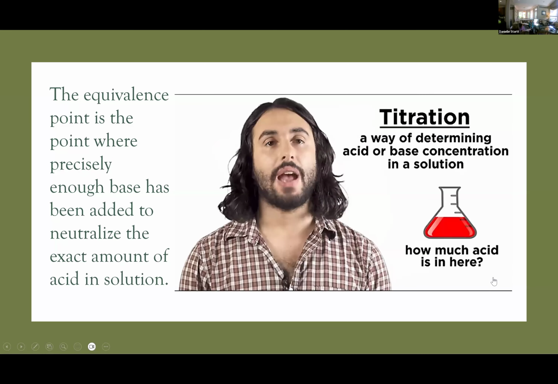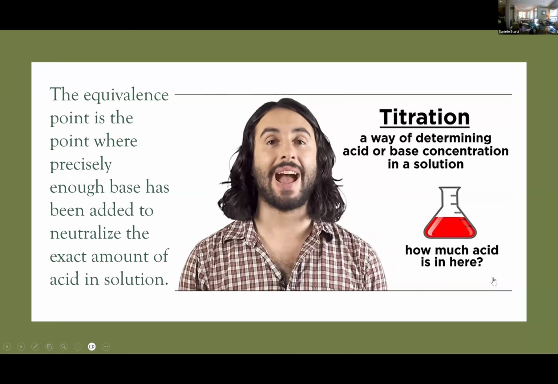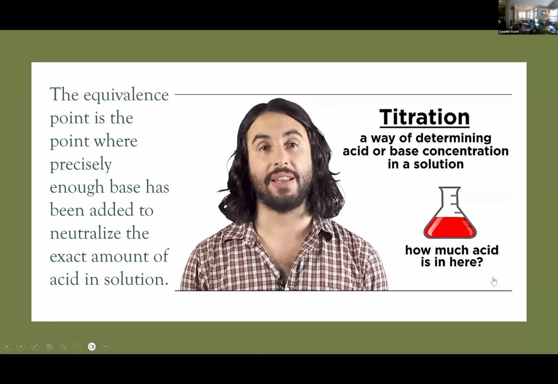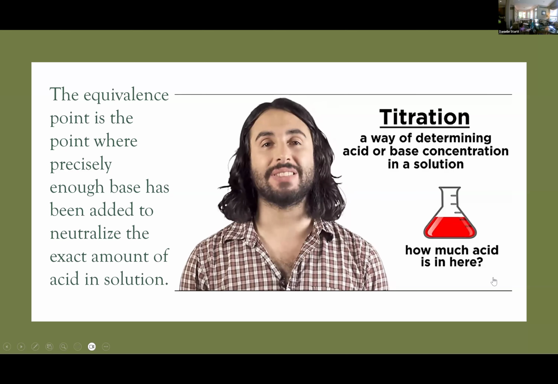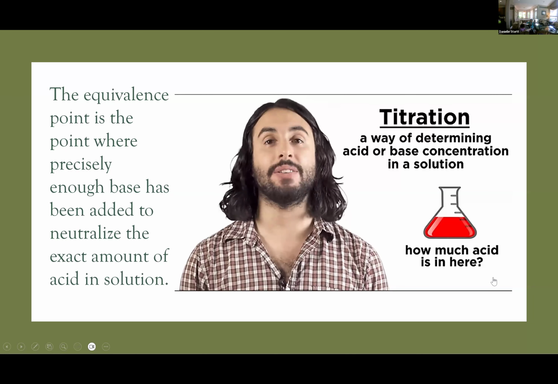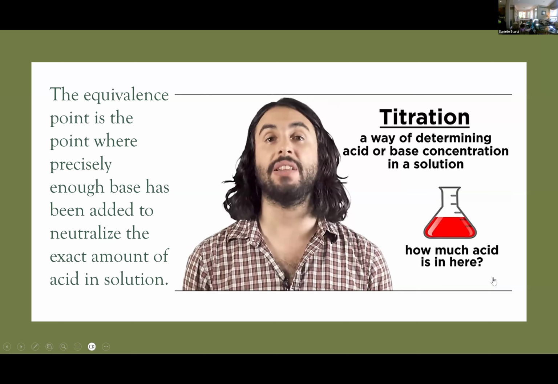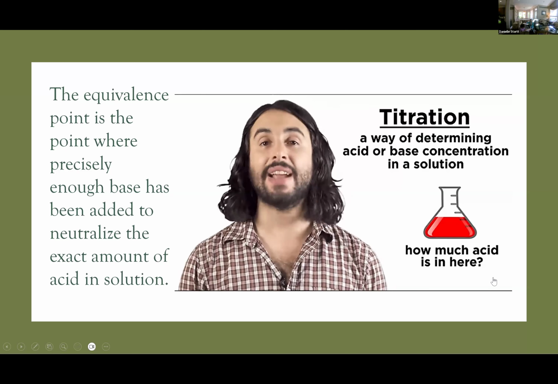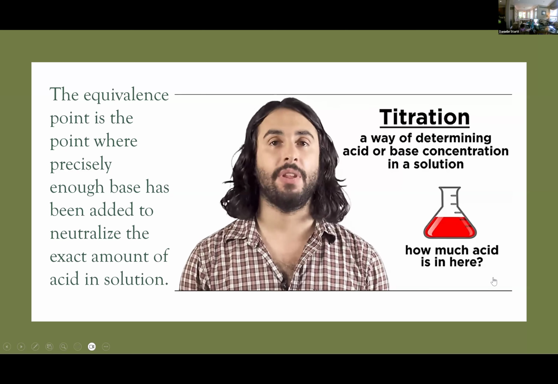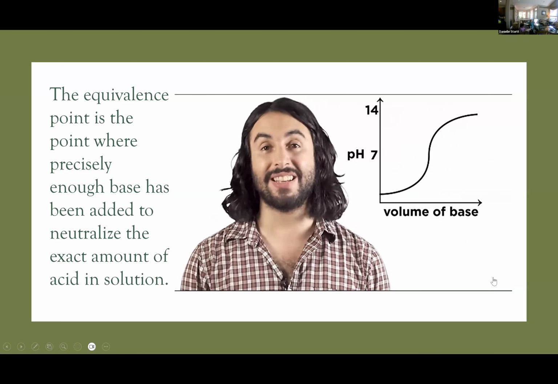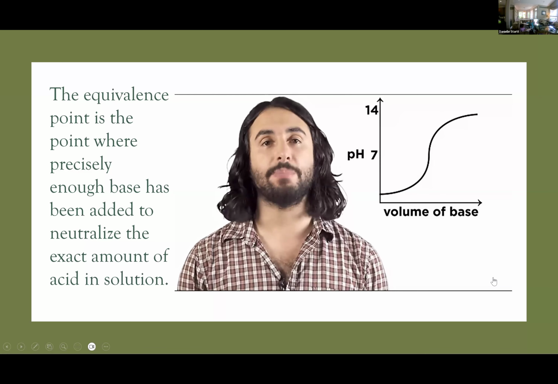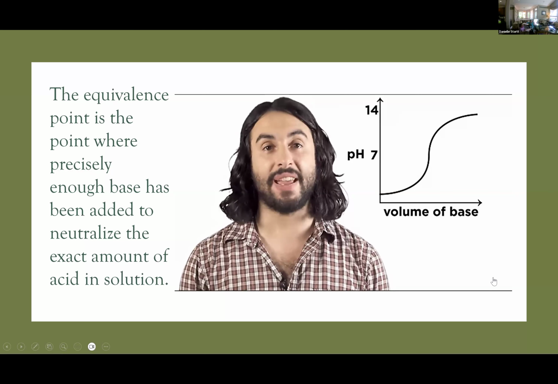Acid-base titration is a way of determining how much acid or base is present in solution by determining the precise volume of acid or base that will completely react with it. It's like a kind of stoichiometry. On a titration curve for an acidic solution, pH is plotted against the volume of base that is progressively added.